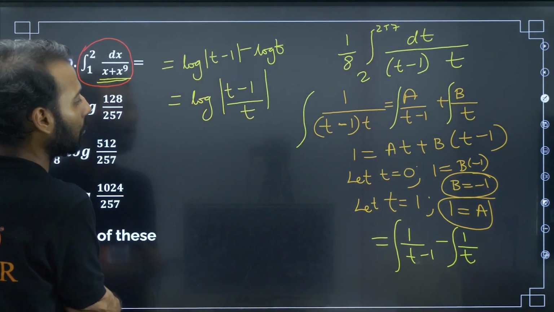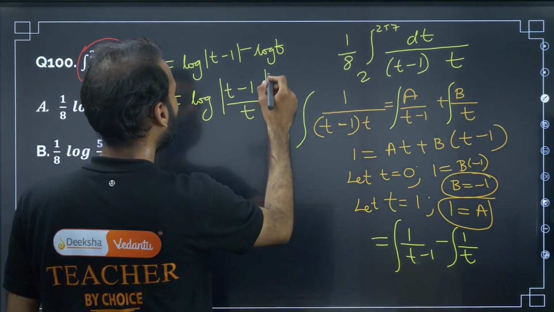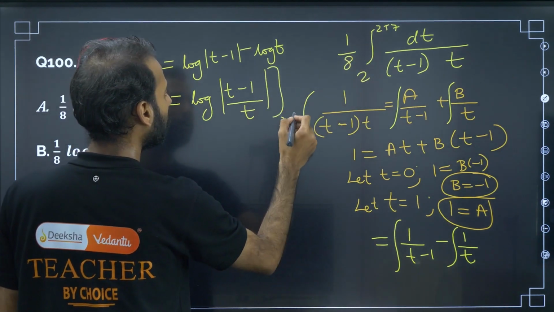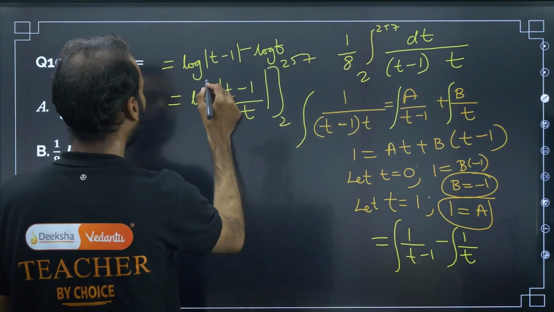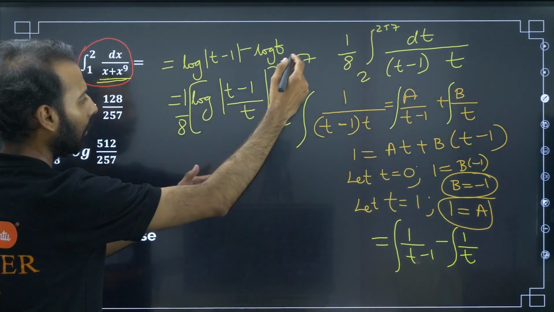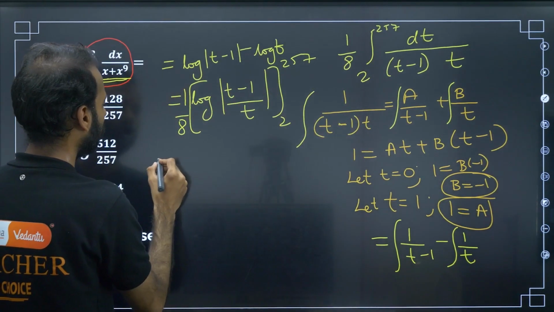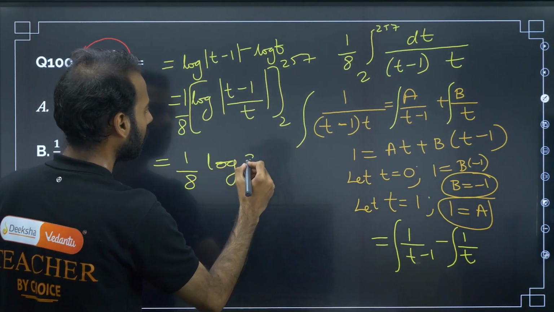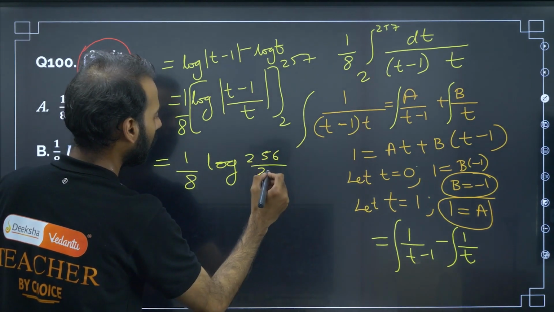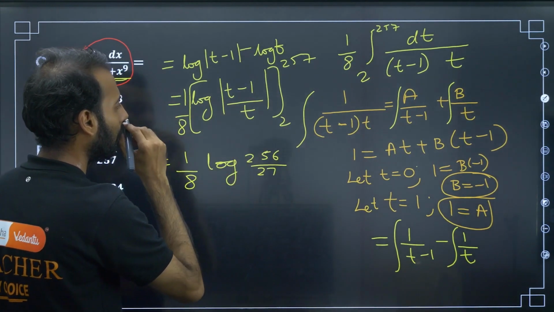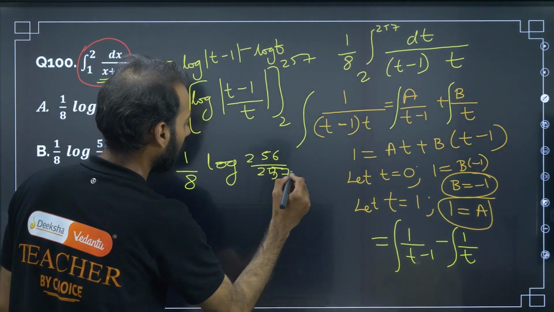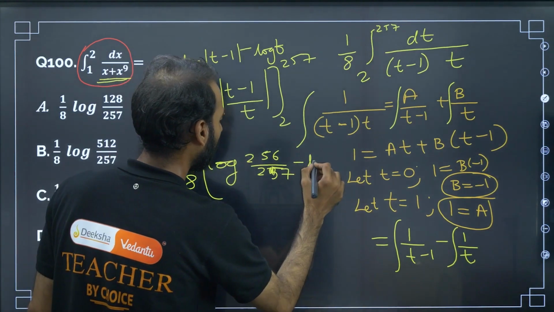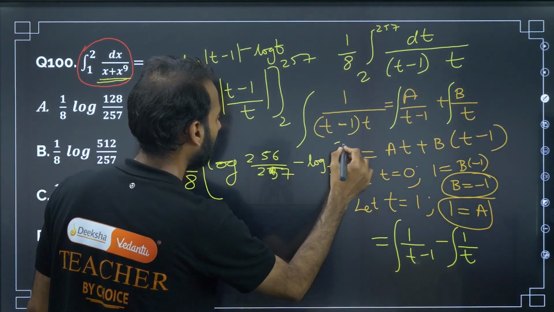Next, moving on, from where to where do we have to go? We have to go from 2 to 257. Also 1 by 8 was already there previously. We are integrating this. So 1 by 8 log of 256 by 257 minus, this is upper limit, minus lower limit, log 1 by log 2.